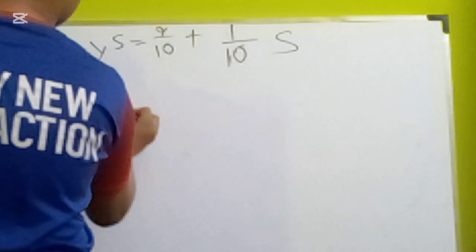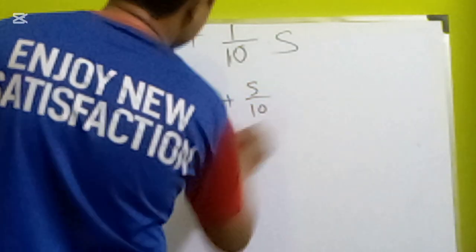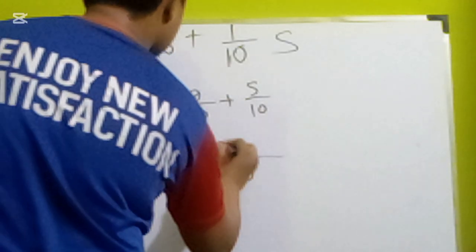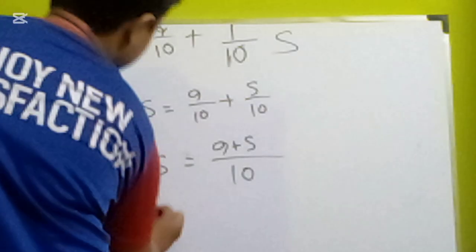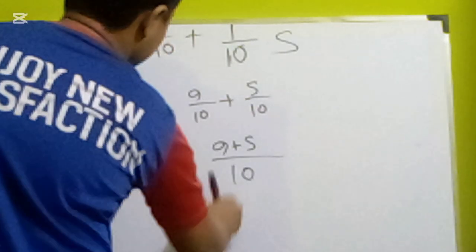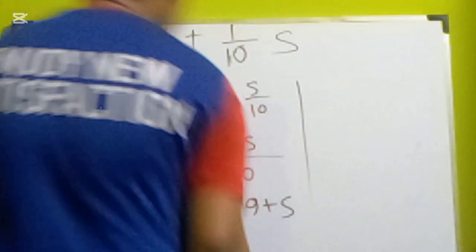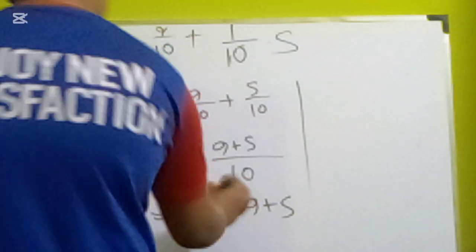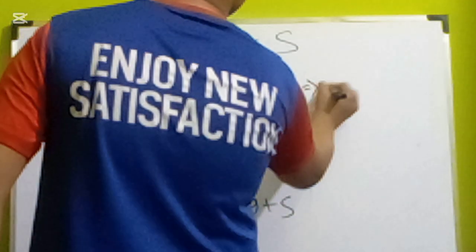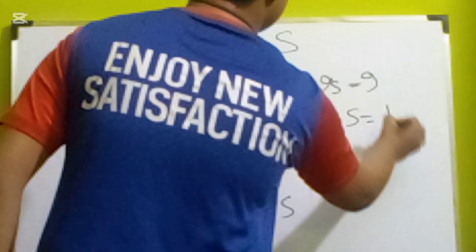Now what's going to happen is that 9 by 10 plus S by 10, if you write it this way, is (9 + S) by 10, which equals S. Multiply both sides by 10. 10 times S equals 9 plus S. And take that S to this side, or subtract S from both sides. We're just going to get 9S equals 9. And if you divide both sides by 9, we just get S equals 1.